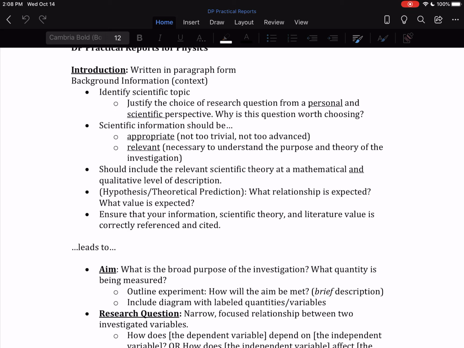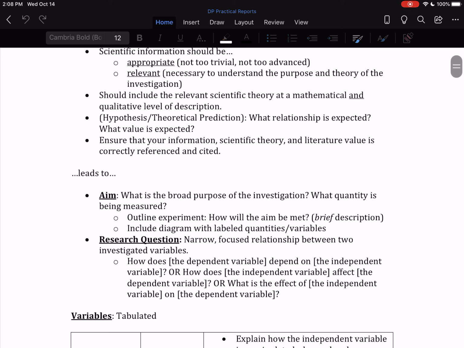Ensure that your information, scientific theory, and literature value is correctly referenced and cited if need be. In this case, if you're using our textbook, you don't need to cite that scientific theory. But if you're using a literature value later in the lab, for example, the acceleration due to gravity, that should be referenced and cited. Okay, so you should use a particular value. And all of that should lead to the following two distinct sections.